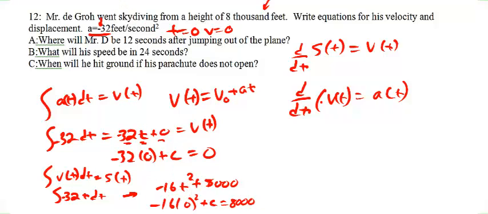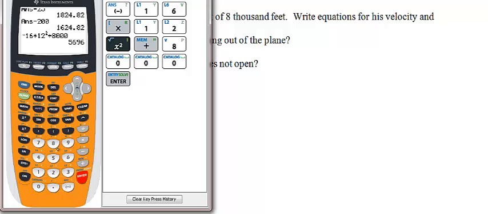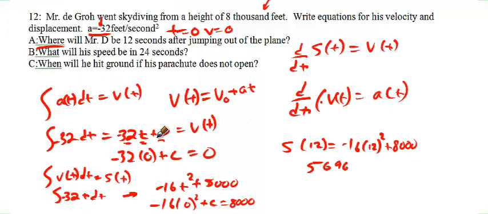All right, so where will I be 12 seconds after jumping out of the plane? Well, that's asking a position question. So it's asking basically for s of 12. So what you're going to do is take negative 16 times 12 squared plus 8,000, which is 5,696 feet.